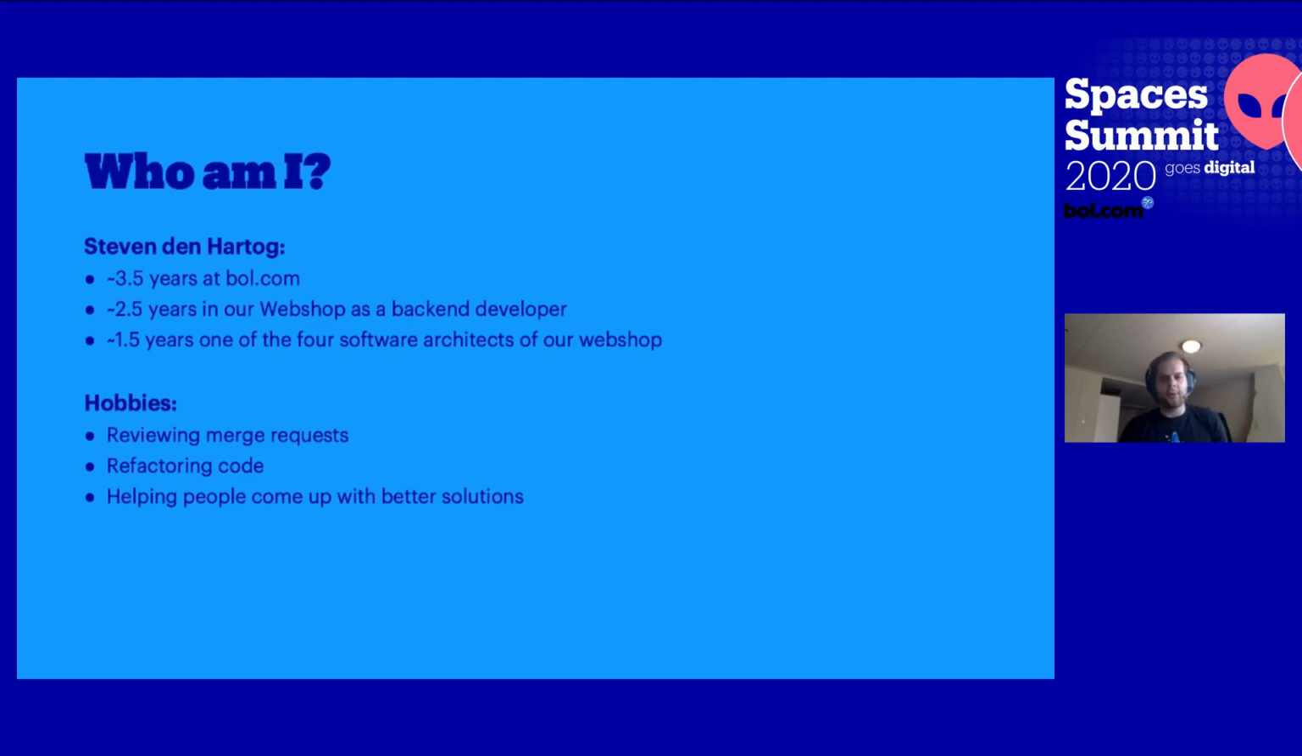So I'm Steven Hartog, and I've been working at bol.com for a little over 3.5 years. And for 2.5 years, I've been one of the backend developers of our massive webshop. And for 1.5 years, I've had a role as one of the 4 software architects, and we make sure that we build a clean architecture for everybody to work in, and we do a lot of work to uphold our coding standards. My hobbies are reviewing merge requests, commenting on them, and a lot of refactoring of code. And I really do like helping people come up with better solutions for their problems than they might have naively thought of.